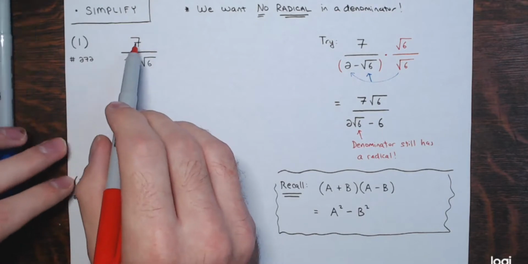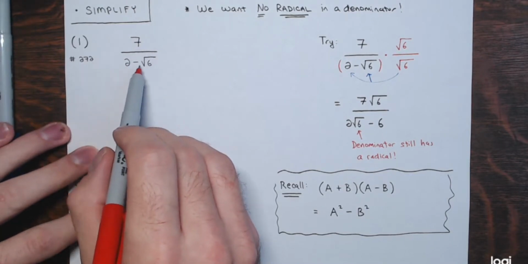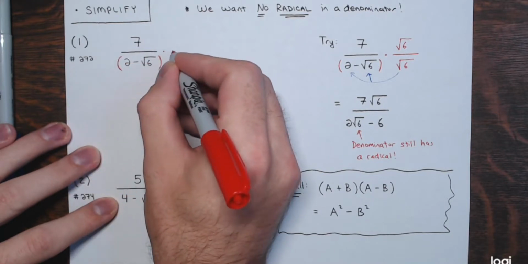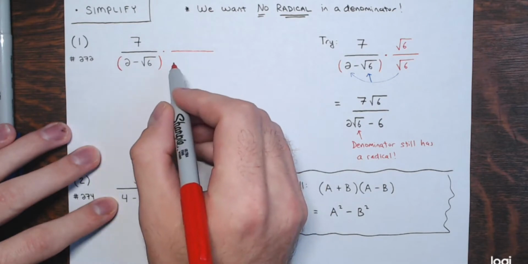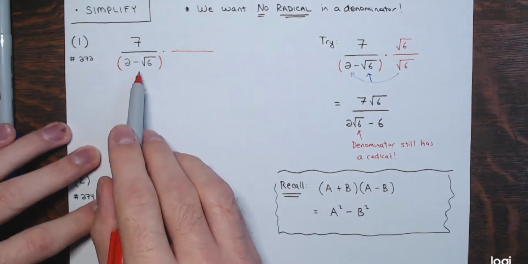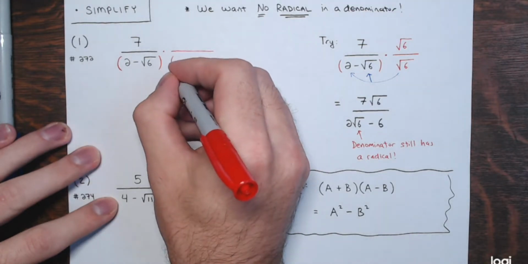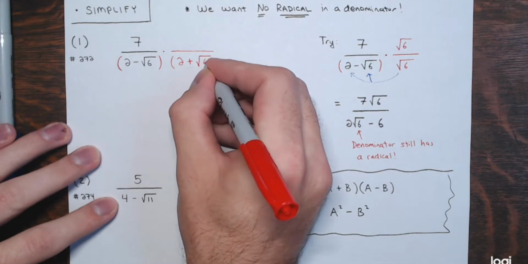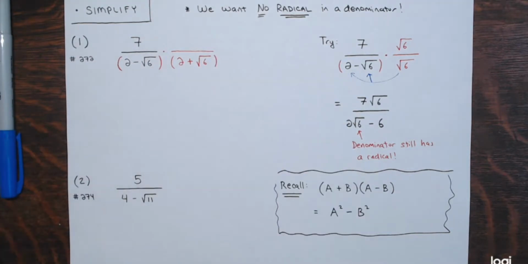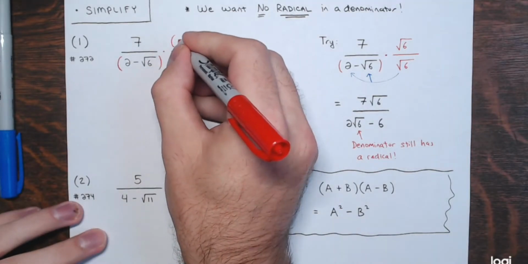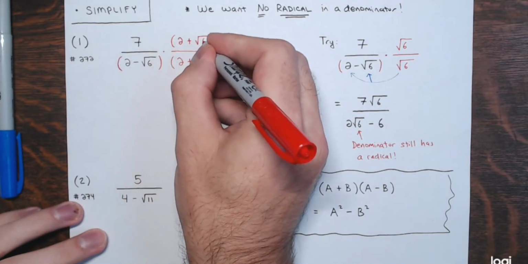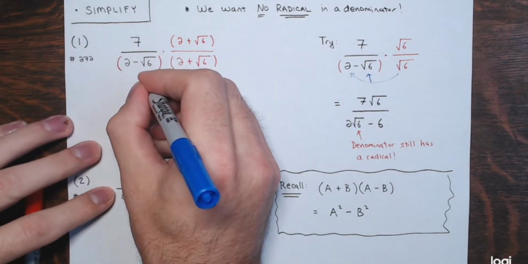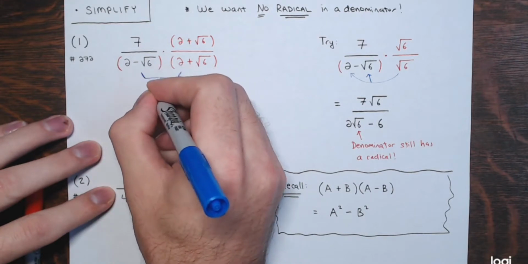So I'm going to take this original expression, 7 divided by 2 minus the square root of 6. Again, it's got multiple terms, so I'll put it in parentheses. I'm going to multiply the numerator and denominator by the conjugate of the denominator, which would be 2 plus the square root of 6. And do the same to the numerator, 2 plus the square root of 6, so that the product in the denominator is a product of conjugates.